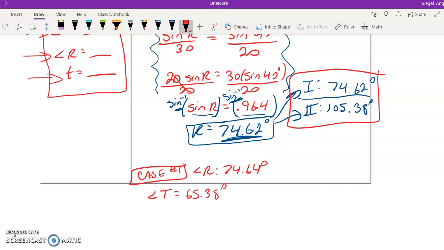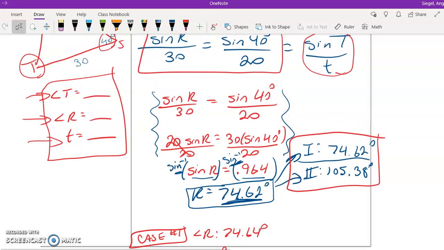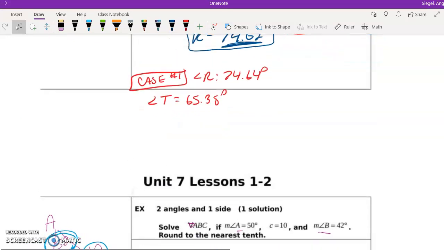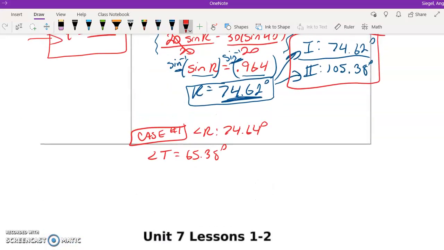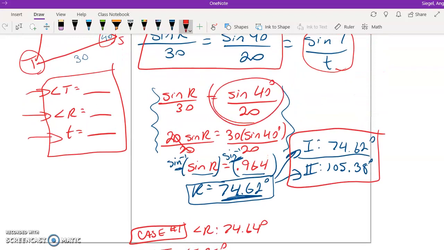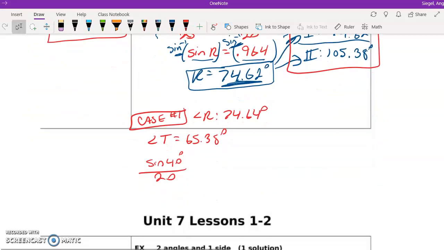I'm just subtracting from 180. Okay, so then I need to come back up here and apply the law of sines formula. So I'm going to say the sine of 40 degrees over 20, so that's the one that we were given right there, equals the sine of R, which we're going to call 65.38 degrees, over T.